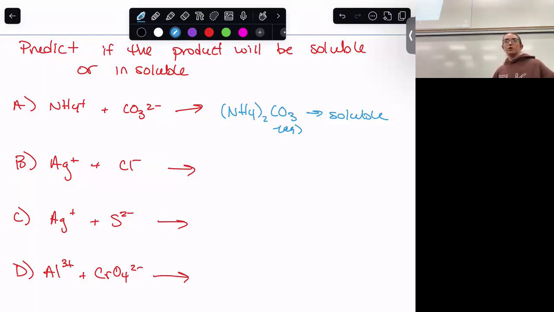Okay, silver and chlorine. What product is formed? Yep, this one's just AgCl. You have a +1, -1, so you don't need any subscripts. And what is the phase of this one? This one's insoluble. This is a solid. Chloride is usually soluble, but it is insoluble with silver, mercury, and lead. But you don't need to know that. You just need to know how to read the table.